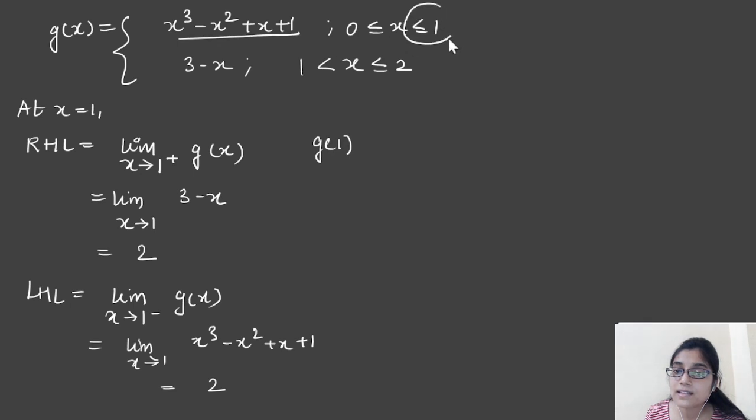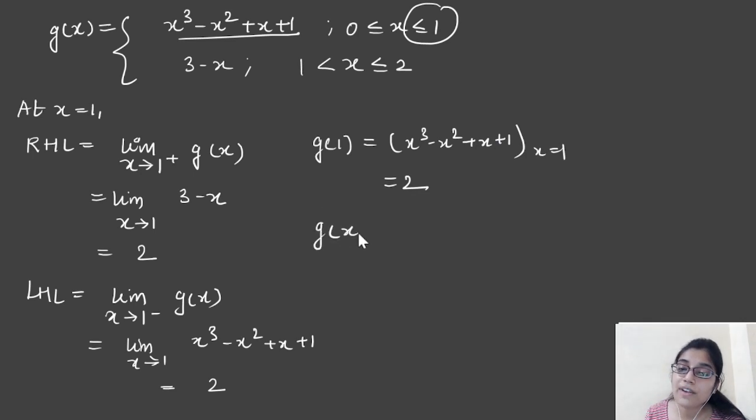Because they are saying that x is equal to 1, your g of x is this. So it is going to be x cube minus x square plus x plus 1 at x equal to 1. That also came out to be 2. It means your g of x is continuous for all x belonging to closed interval 0 to 2.